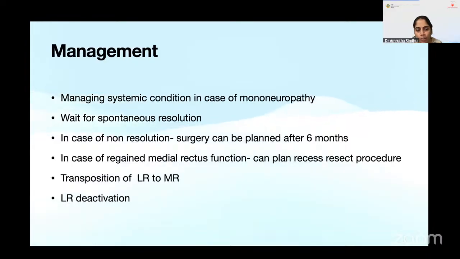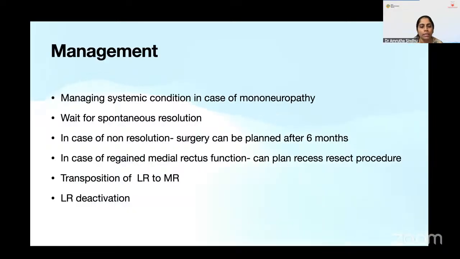In case of third nerve palsy, you look for how much recovery has happened. Sometimes it stops with a partial recovery. In that case, you look for the medial rectus recovery. Sometimes the medial rectus would have recovered, so the patient will have good abduction and adduction, only elevation and depression is restricted. In that case, you can just go for a recess-resect procedure, or else for complete palsies, you go for a transposition. That is when you take the lateral rectus, split it into two and transpose it towards the medial rectus. That is one commonly done procedure for third nerve palsies.